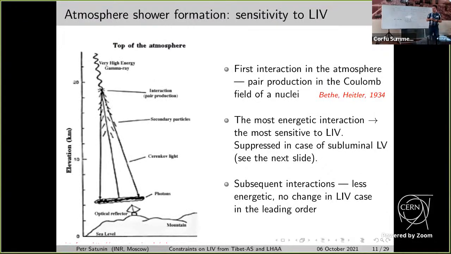Now we come to superluminal scenarios, to the interaction of these high energy photons in the atmosphere. The main channel of the first interaction in the atmosphere is pair production in the Coulomb field of the nuclei, the so-called Bethe-Heitler process. After the first interaction, the air shower develops, and can be detected by some arrays of shower detectors. The first interaction is the most energetic, and we will show in the next slide that it is suppressed in case of subluminal LIV. Subsequent interactions are less energetic. They may also be important, but we miss them in the leading order.